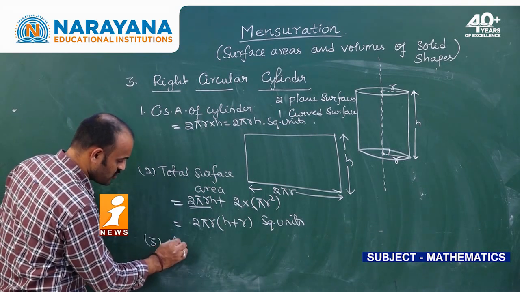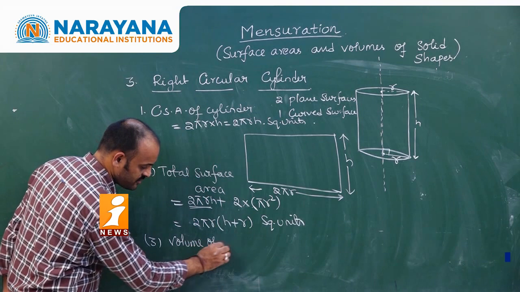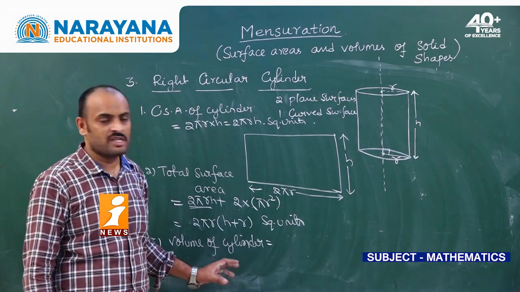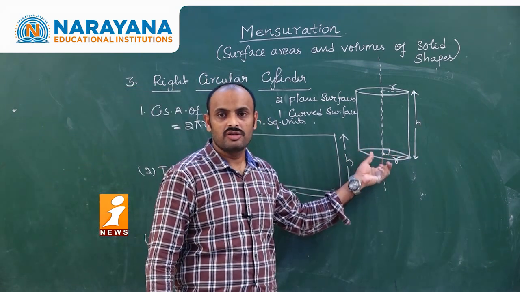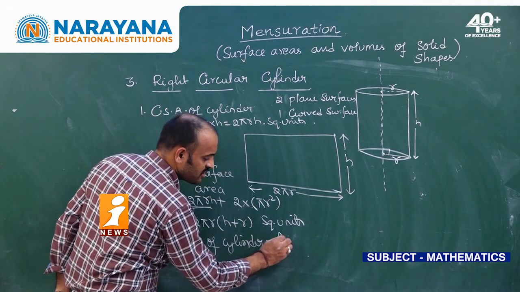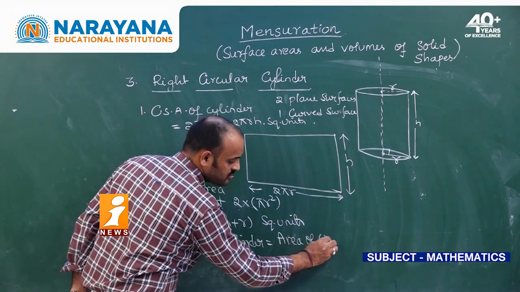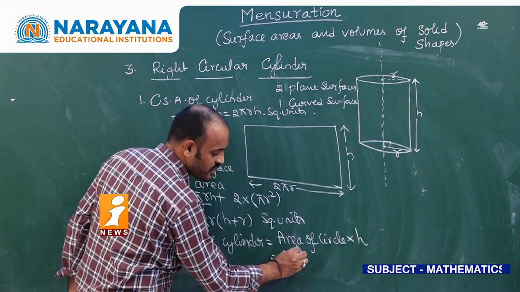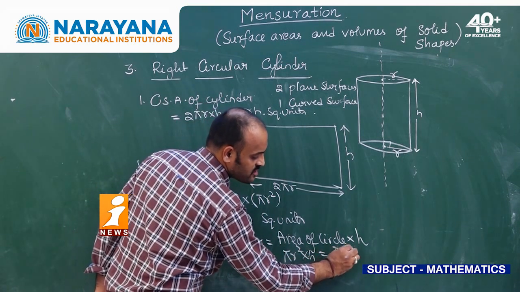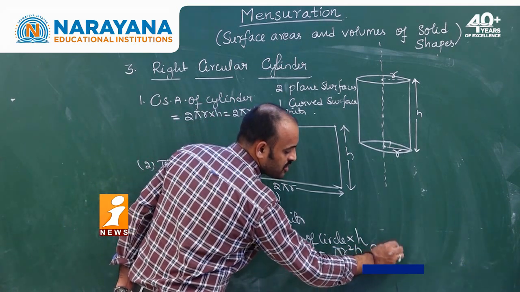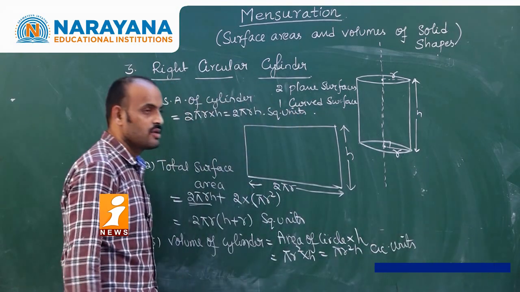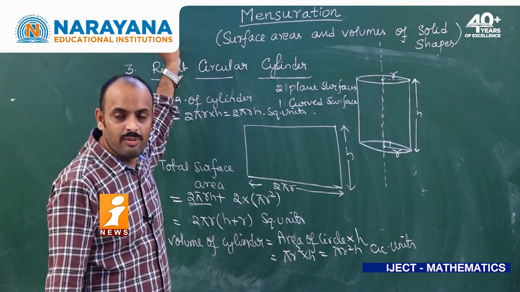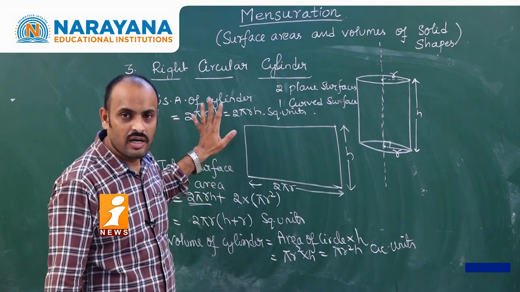The third one is volume of cylinder. So for any figure, volume means area of the base into height. So here area of the base is nothing but area of circle into height, which is h. What is area of circle? Pi r square into h, pi r square h cubic units. Already we have seen cube, cuboid and cylinder. These are the prisms we are going to use in the 10th class syllabus.